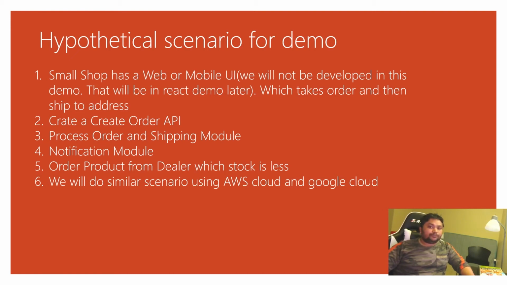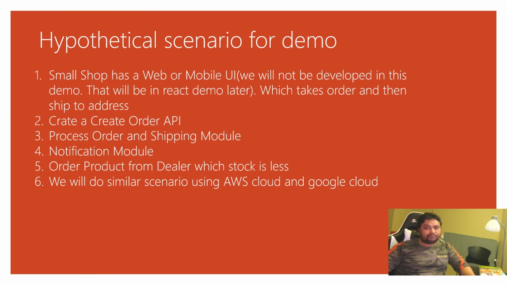For that, the basic thing we are going to create is a dummy create order API, which will be called from the UI, and then we will process that order. There will be some kind of shipping or process model which will ship whatever order we have created. And then there will be a notification module, which will pick that up and send a notification to the user, the consumer who placed the order, that your order has been shipped.